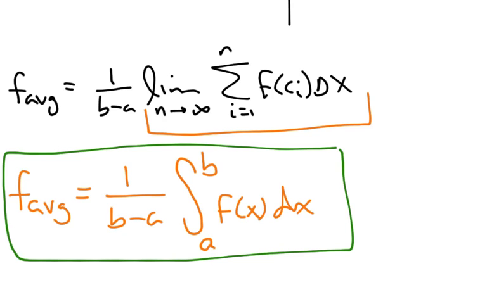That's it. If you have a continuous function f and you want to find its average value on the interval from a to b, then you just have to take 1 over b minus a times the definite integral from a to b of the function itself, f of x dx.